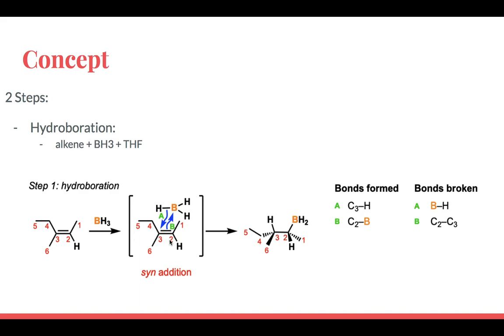The partial positive charge on the carbon attracts the negative charge of the hydride, a hydrogen with 2 electrons, from the BH3 molecule, forming a bond with that carbon. This forms a trialkylborane molecule.